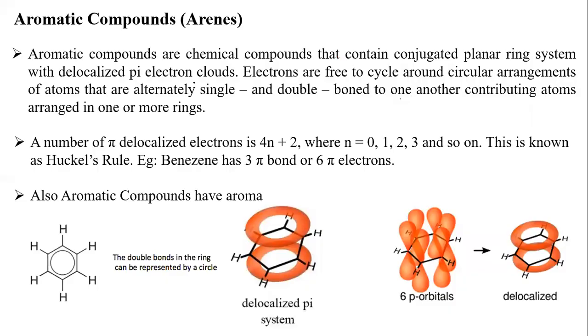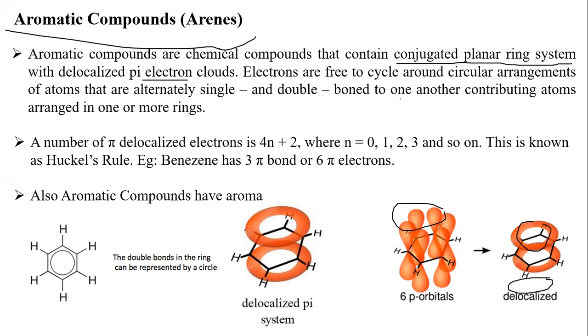Coming to the aromatic compound, students, we will read about all these things, but before that, let us see what an aromatic compound is. Aromatic compounds are chemical compounds that contain a conjugated pair of ring systems with a delocalized pi electronic cloud. See, there is an electronic cloud here. I have represented this here. Actually, this is the original structure. This is delocalized. We have an electronic cloud.